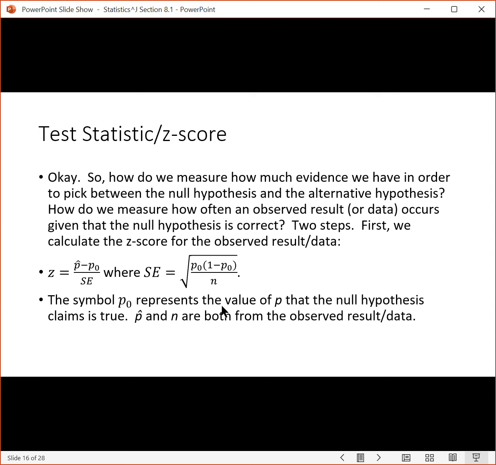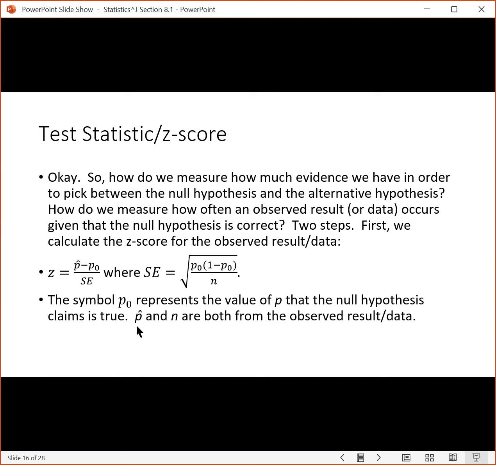The symbol p naught comes from the null hypothesis. So we assume the null hypothesis is true, and we calculate the standard error using it. The p hat comes from the observed result, from the experiment that we do. It's like the spinning coin, right? So p hat is going to be the proportion that we get from our observed result, and n is going to be the number of trials we do.